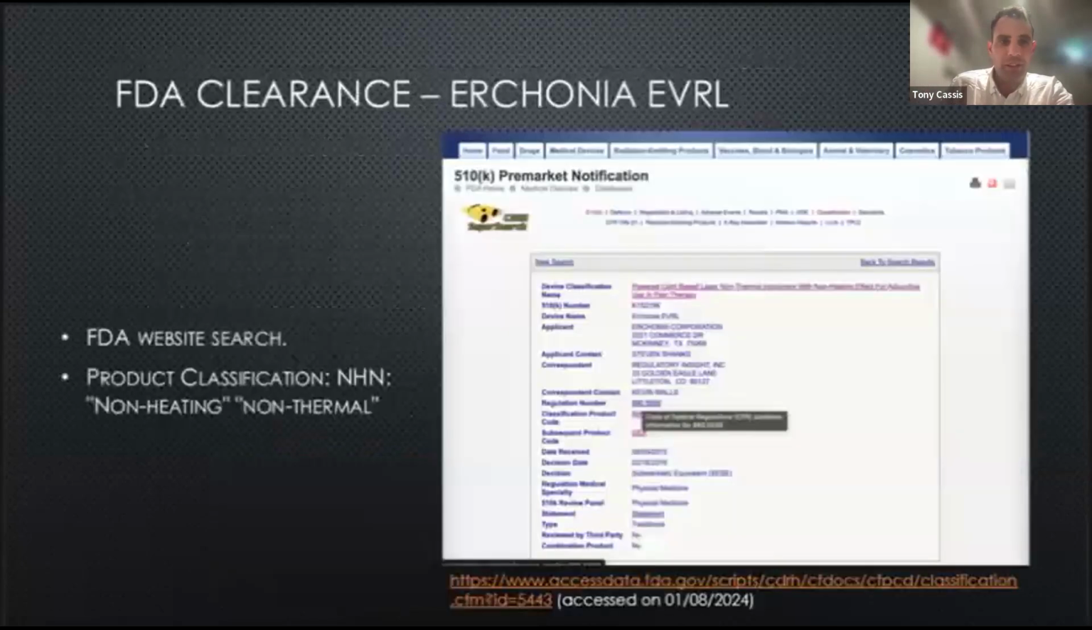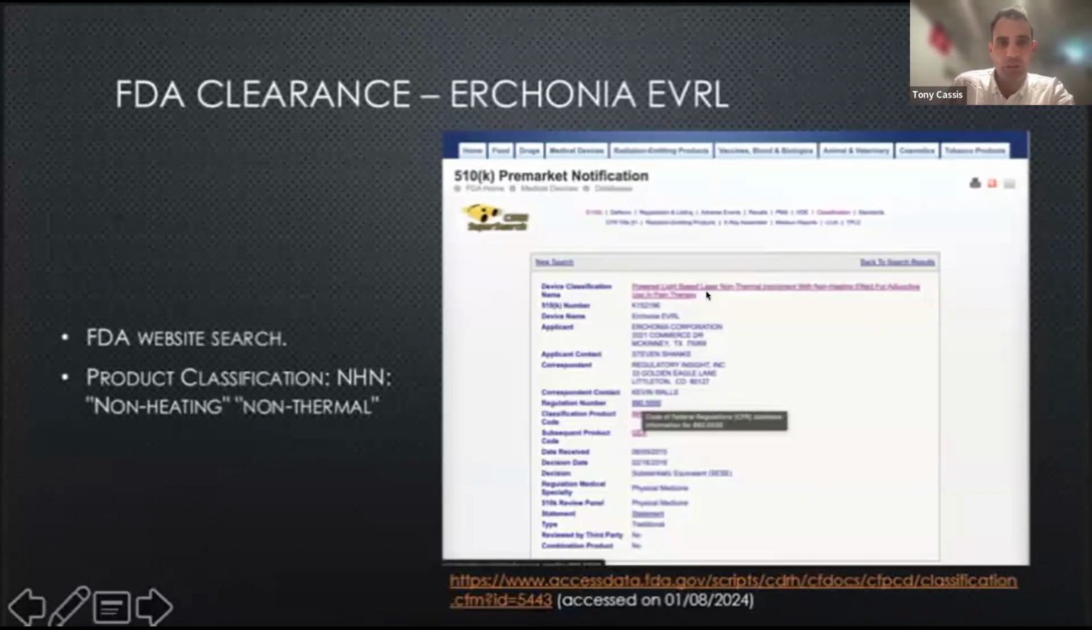So I've just pulled this up about a week ago. This is the FDA, America's FDA website, that shows what they have clearance for. It's similar to the TGA here. This is because I've looked up the Erchonia EVRL laser in the FDA. And again, you can do this as just a Google search, or under the FDA's website search.